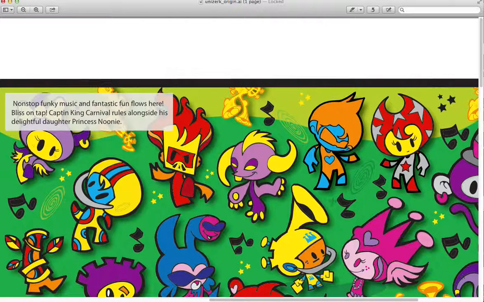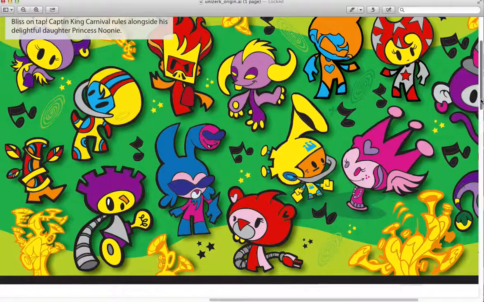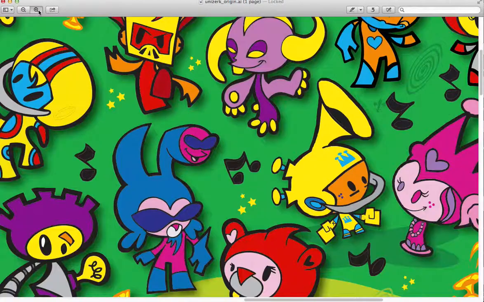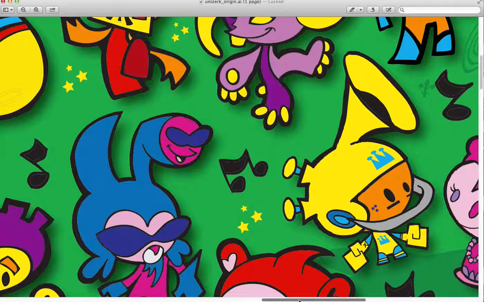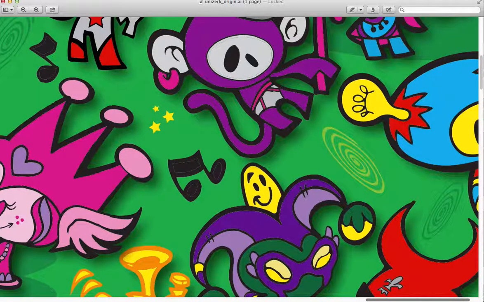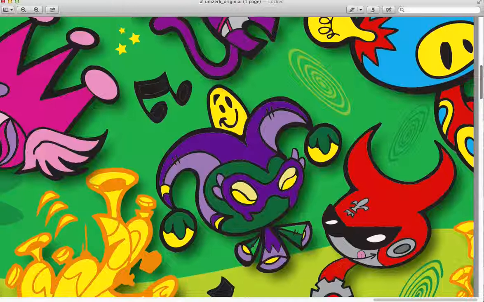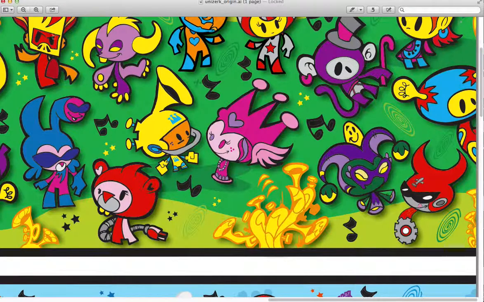We'll continue to the next frame, and in this frame, everybody should look like they're dancing. So we want to really create a lot of movement in this frame as well. And Lionel set the ability for that because everything's divided into layers. Here the line would be: non-stop funky music and fantastic fun flows here. Bliss on tap. Captain King Carnival rules along with his delightful daughter Princess Noonie. And we'd be zooming out as that voiceover is read, and there's a lot of movement.